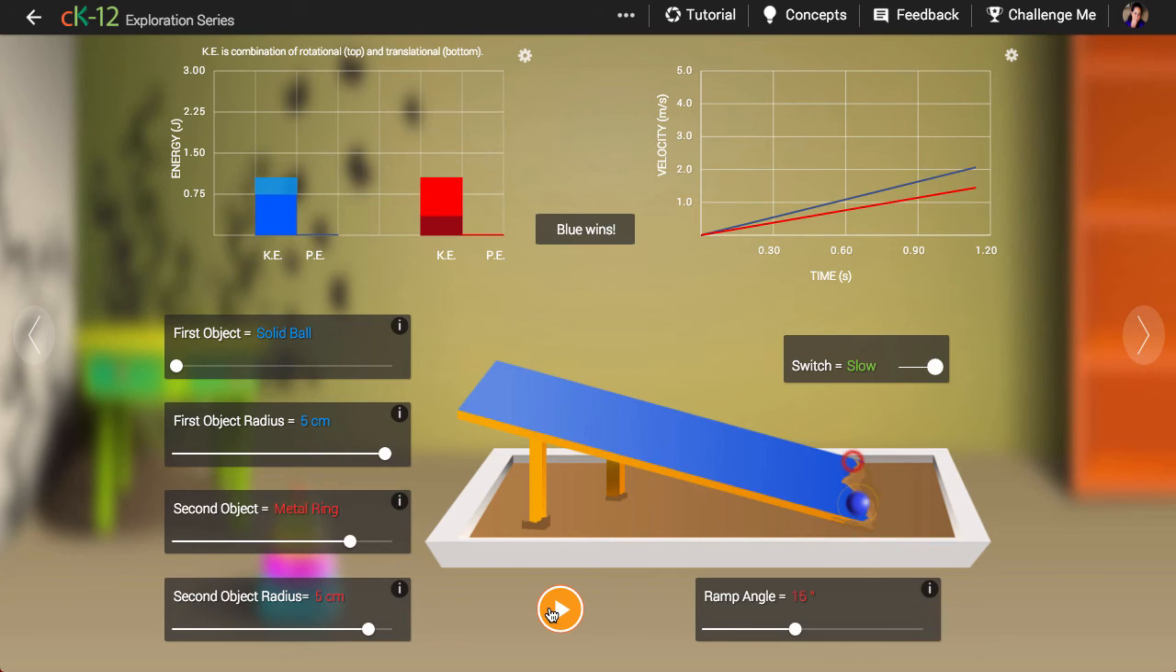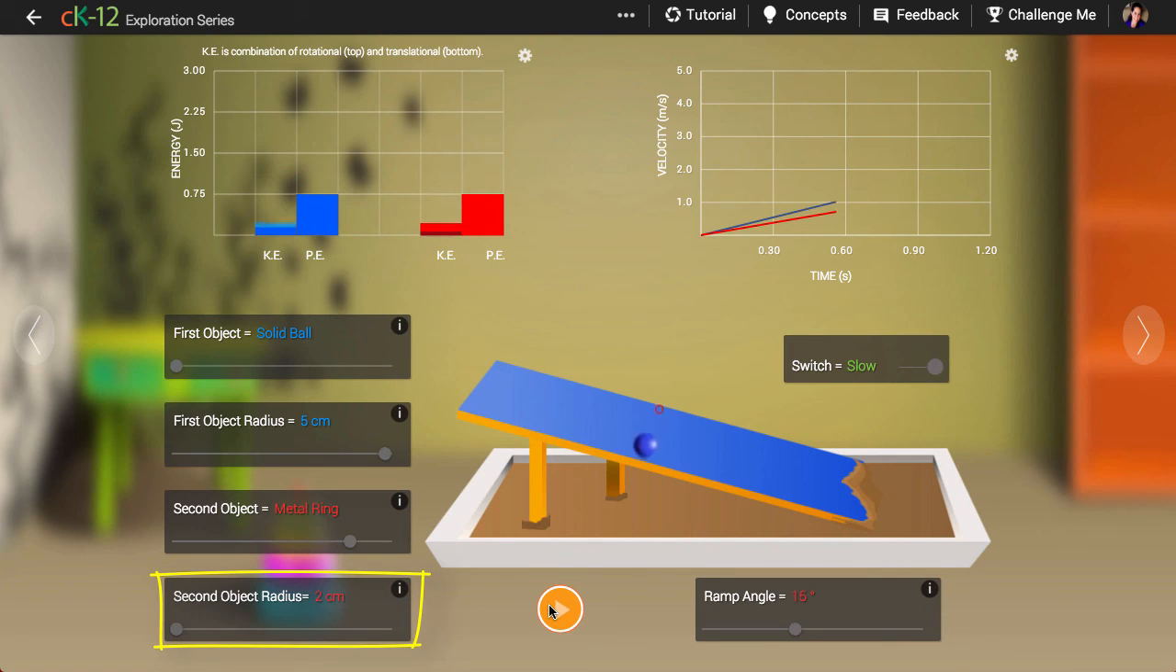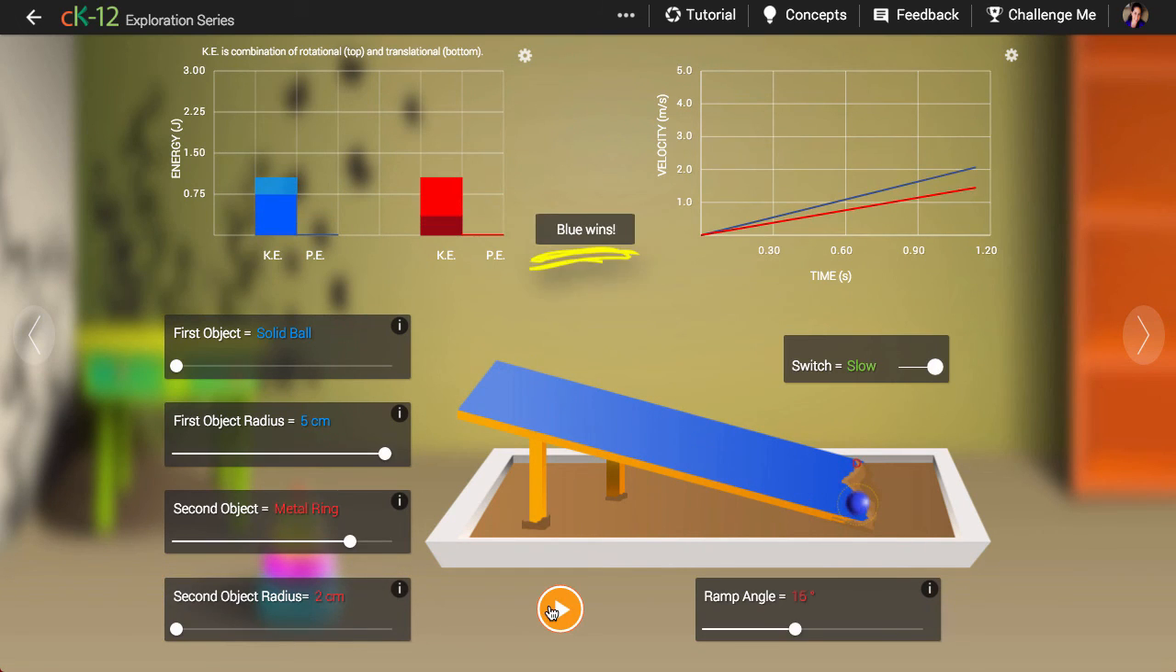You might think, then, that if you just made the red ring smaller, just 2 centimeters in diameter, it would have a much lower rotational inertia, and therefore it would win. Let's try it. Surprise, the blue sphere still won.